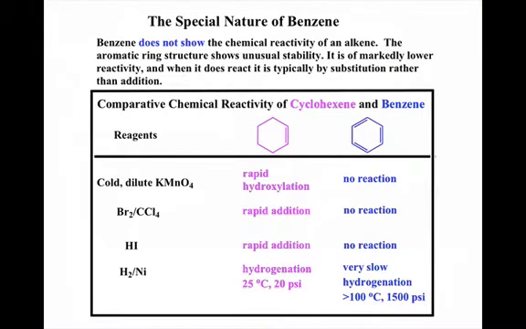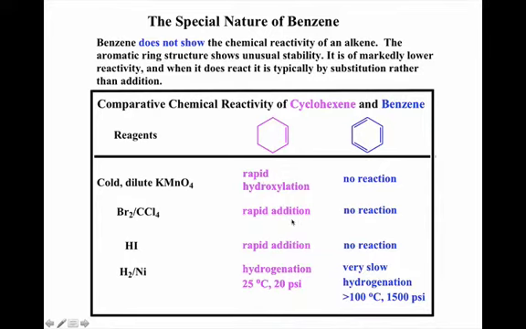So if we look at some chemistry of benzene and another alkene of similar structure, so cyclohexene versus benzene, if we add the cyclohexene to a cold dilute solution of potassium permanganate, we find that we actually get rapid dihydroxylation. So we end up forming the diol, as you might expect. That happens very, very quickly, and this will decolorize the solution of potassium permanganate. It'll go from purple to clear. However, when we add benzene, we observe no reaction.